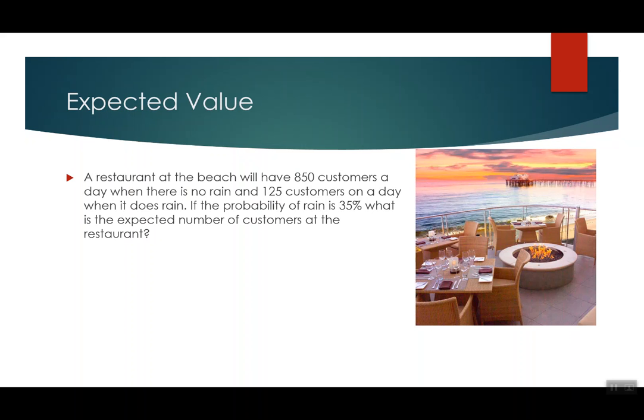So let's take an easy one to start. Say a restaurant at a beach will have 850 customers a day when there is no rain and 125 customers a day when it does rain. If the probability of rain is 35%, what is the expected number of customers at the restaurant? Okay, so we can see we have two things that can happen. It could rain or it may not rain.